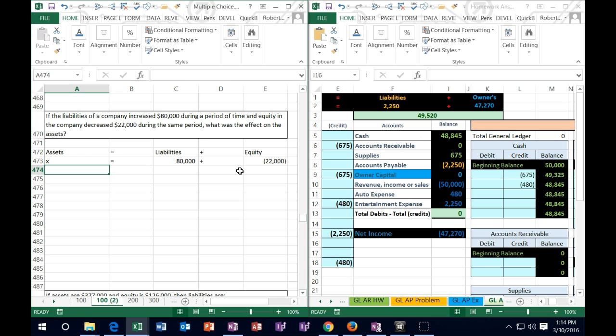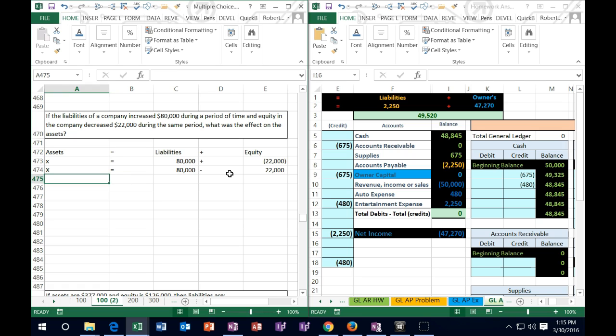So if you have a positive and a negative next to each other, that's going to be a negative. A plus and a minus is basically a negative. So if I say plus a negative, that's the same thing as me just saying 80,000 minus 22,000. So I would rewrite this in that form. I'll just say X equals 80,000, and instead of plus a negative and a positive, just a negative, minus the 22,000.